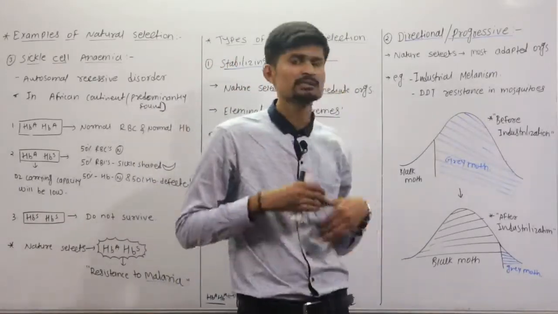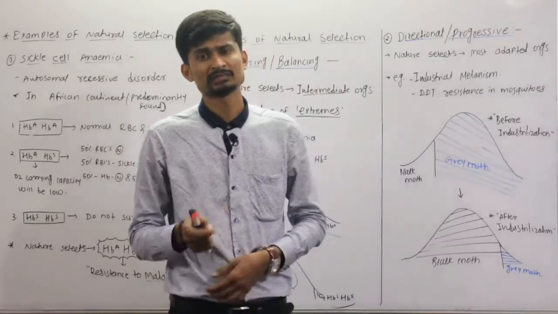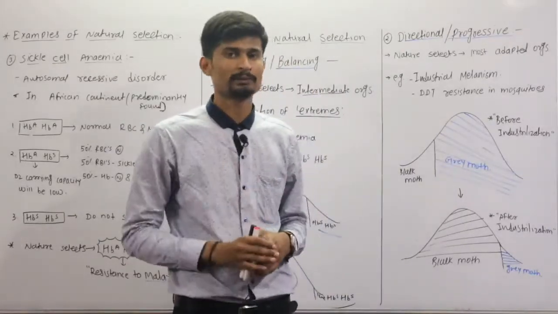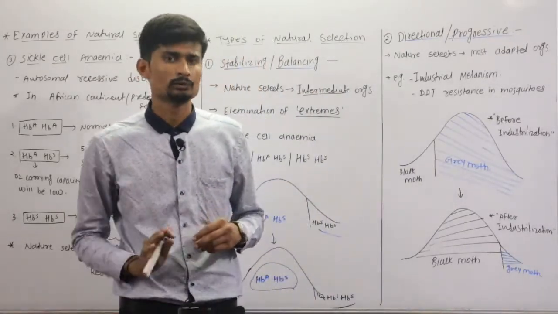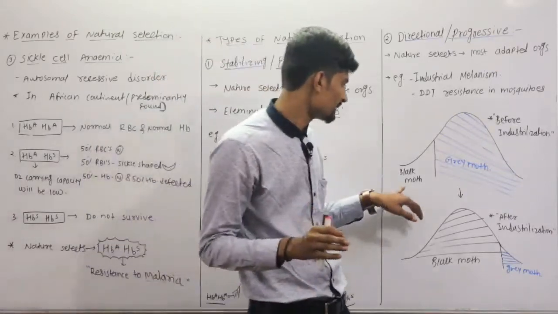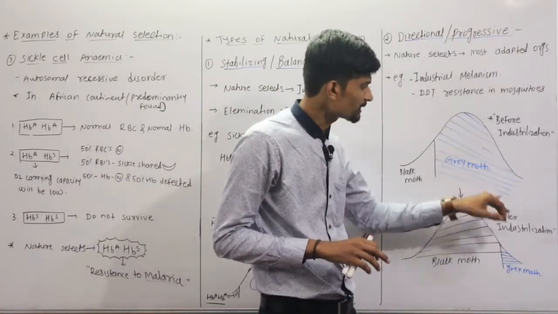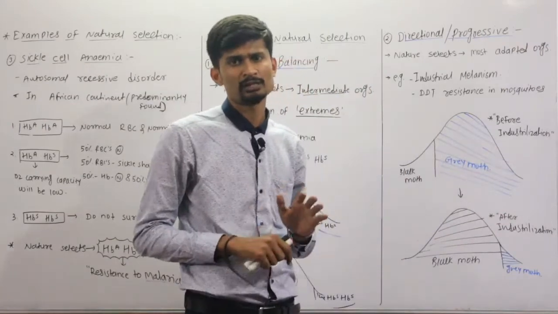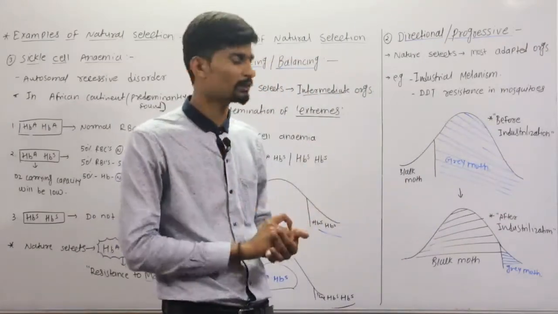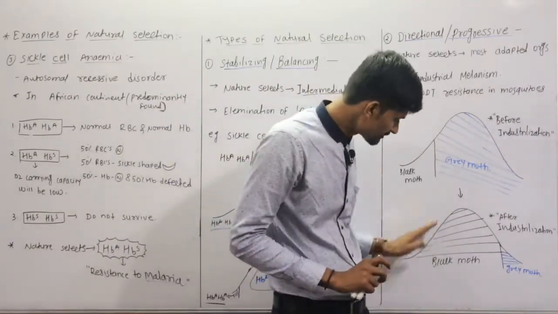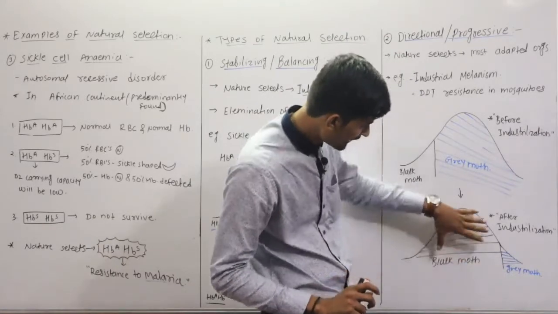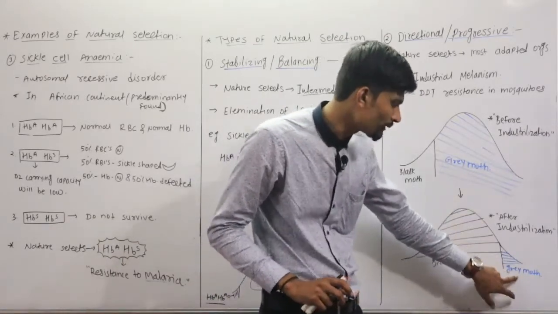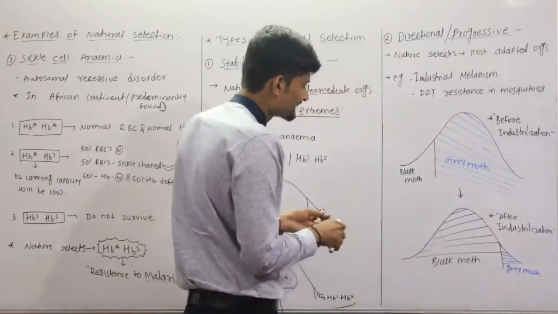But black moths are easily visible to the predators, that's why they are easily killed by the predator. That's why their numbers are low, okay, or less. But after the industrialization development in England, in that particular region, that is Birmingham, what happens? There is an increase in the number of black moths and a decrease in the number of grey moths. So there is a shifting.